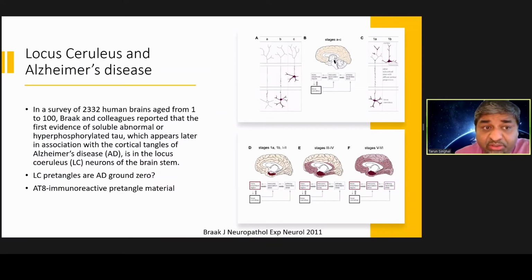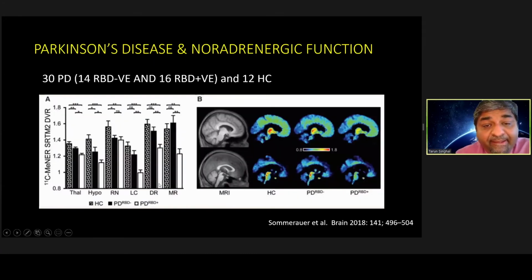Locus ceruleus is also potentially crucial for understanding Alzheimer's disease. According to neuropathological literature, the locus ceruleus involvement may be the Alzheimer's disease ground zero. Recent work in Parkinson's disease has also shown involvement of the noradrenergic system in patients who had REM sleep behavioral disorders as compared to those who did not, and as compared to healthy controls using a similar tracer.